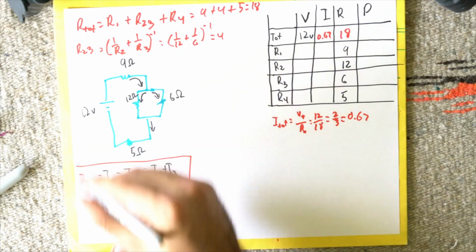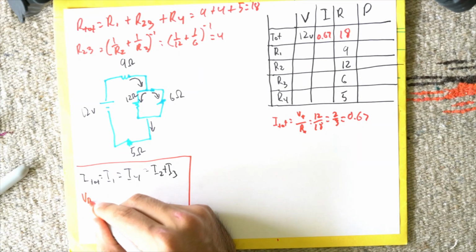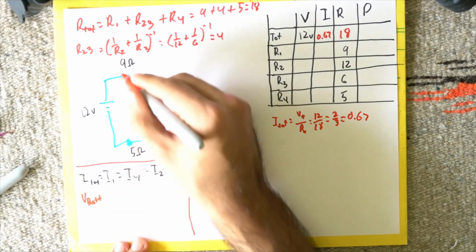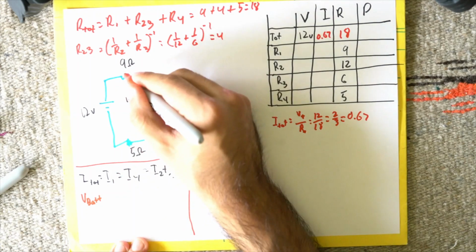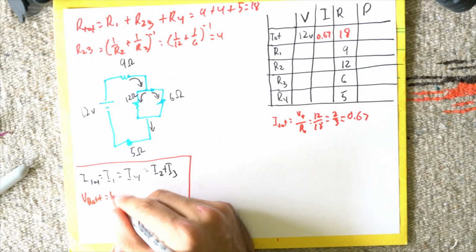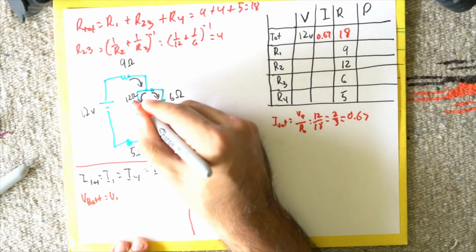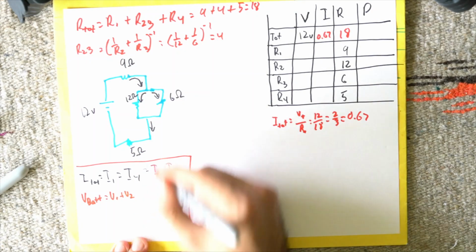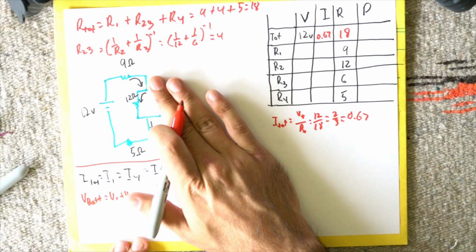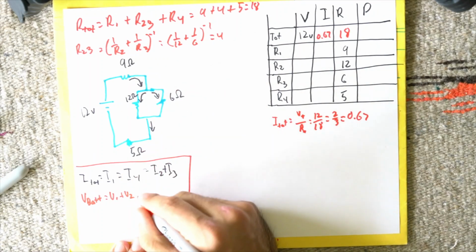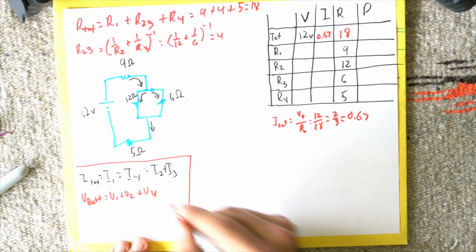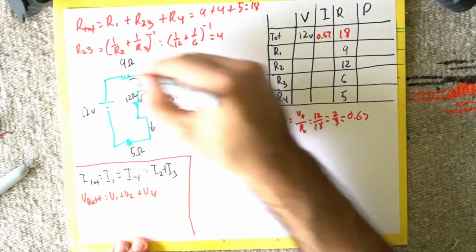Okay, so my V of the battery is going to equal, let's do this route first, V1 plus V2, and then we don't use that one right now, we ignore it, and then we just do that, V4. Do you see that?